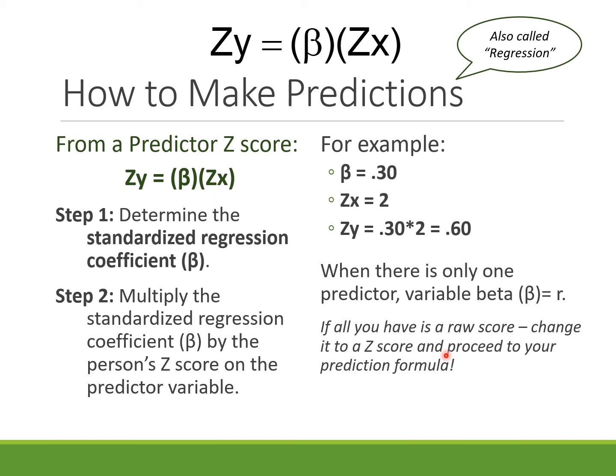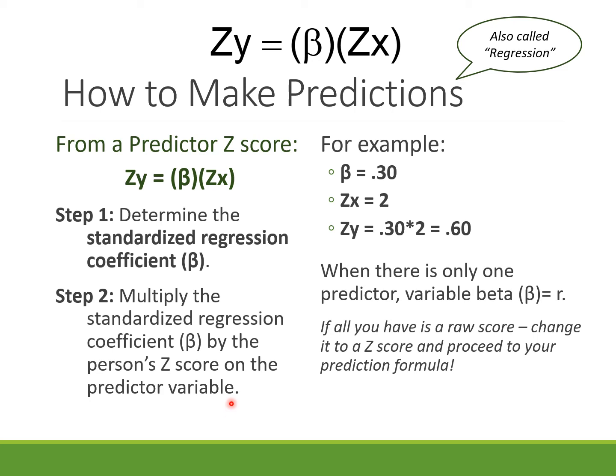There is a formula for it, and it starts to get really complicated in our textbook. Okay? When we talk about making predictions from a correlation coefficient, we also call this regression. And from a predictor score, you would determine the standardized regression coefficient, which is another word for beta. This is what they call beta. It's got this B with a little line underneath it. It's a Greek letter. You multiply the standardized regression coefficient by the person's z-score on the predictor variable.